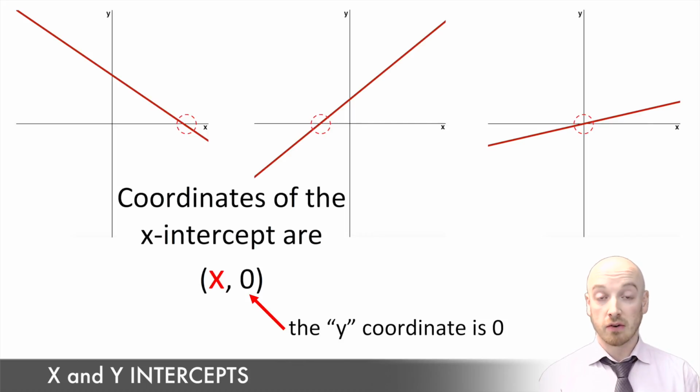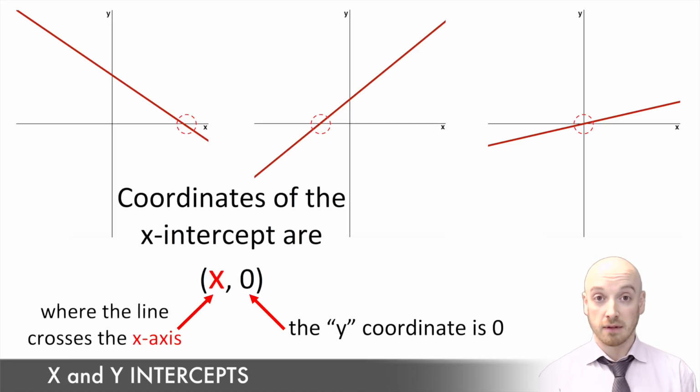Notice how when the lines are crossing the x-axis, they're neither up nor down from the origin. They're straight out to the right or to the left, meaning the y value is 0. No up or down change at all.